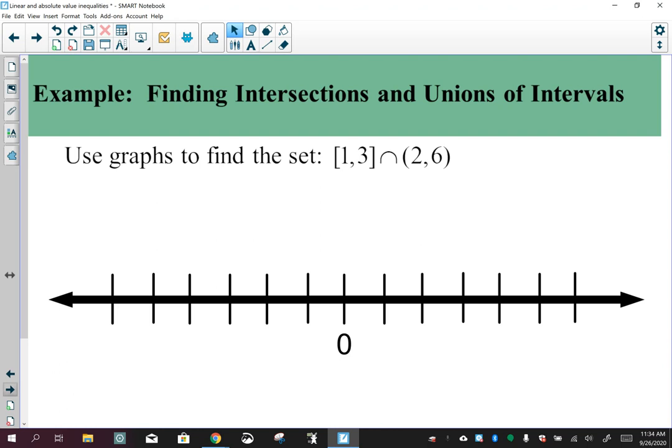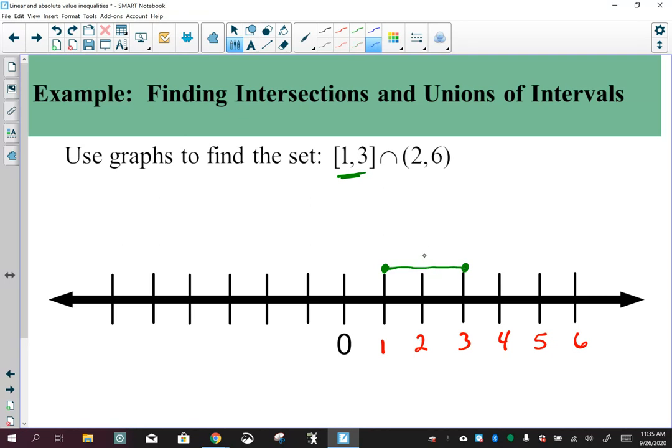So we have 1, 3, and then an intersection of 2, 6. So let me put some color on this. 1, 2, 3, 4, 5, and 6 is what we're going to look at. So my first one, I want to color that one green. I'm going from a closed dot at 1 to a closed dot at 3. And then I'm intersecting, so I'm going to pick a different color, from 2 to 6. Let me put a line from here to here.